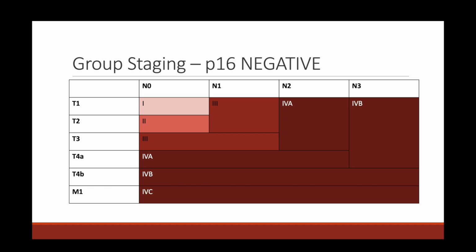So we get aggressive pretty quickly, right? Anything that's T3 or N1 is automatically stage 3. Anything that's T4 or N2 or above is automatically stage 4. So quite aggressive with the group staging for P16 negative, and that is because these are more aggressive tumors.